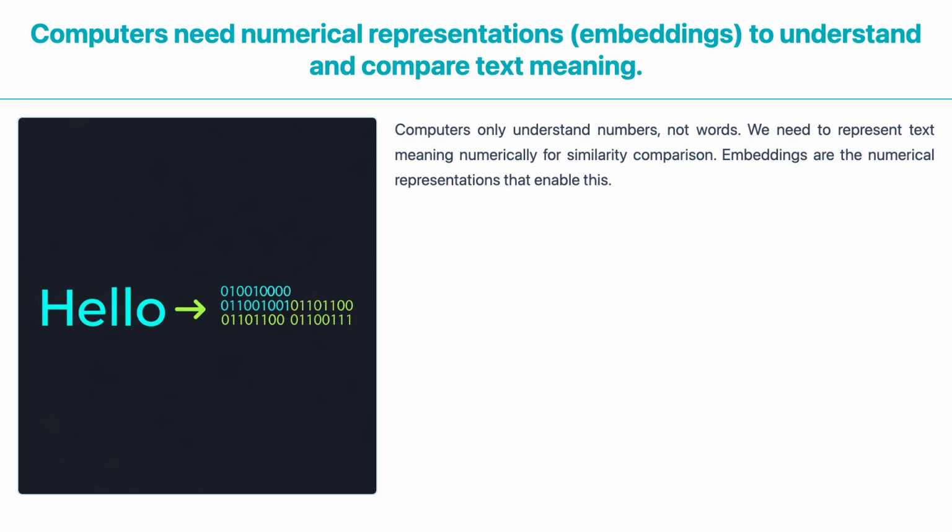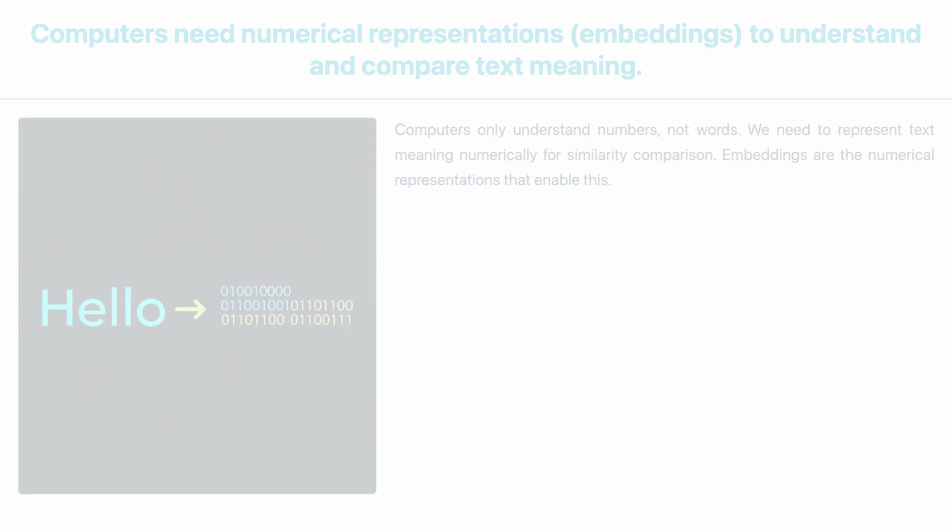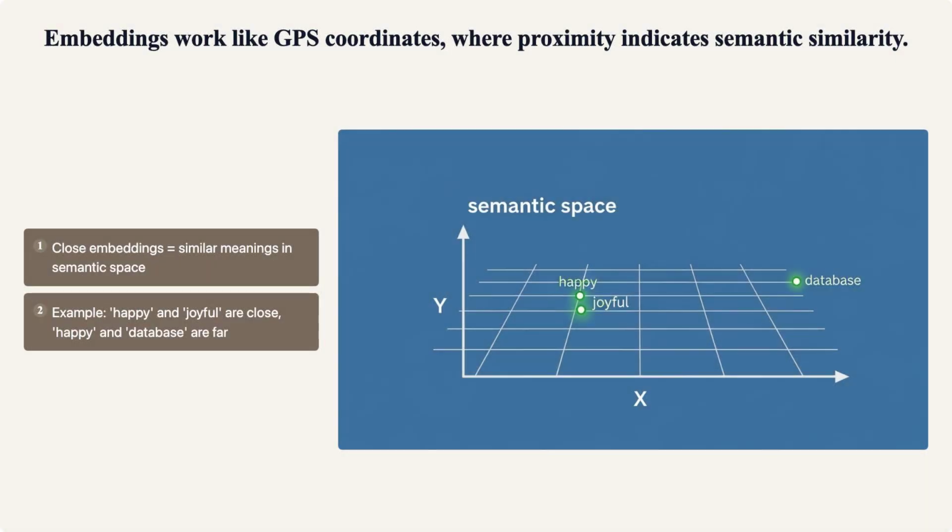To find semantically similar text, we need a way to represent the meaning of words and sentences numerically. This numerical representation is called an embedding and is the foundation that makes intelligent retrieval possible. Think of an embedding as GPS coordinates for words and sentences. Just as close GPS coordinates mean close physical locations on a map, close embeddings mean similar meanings in semantic space.